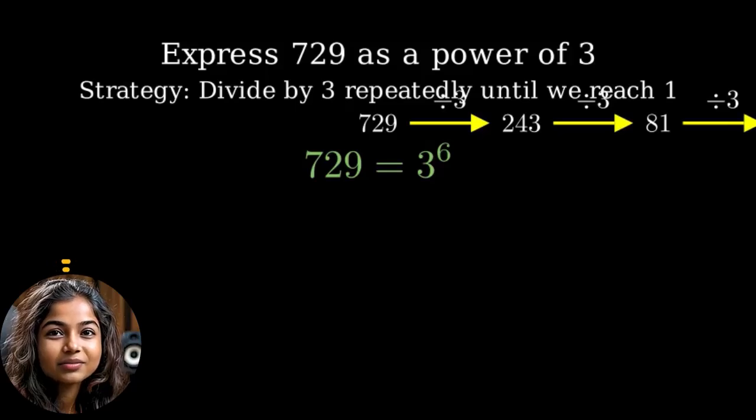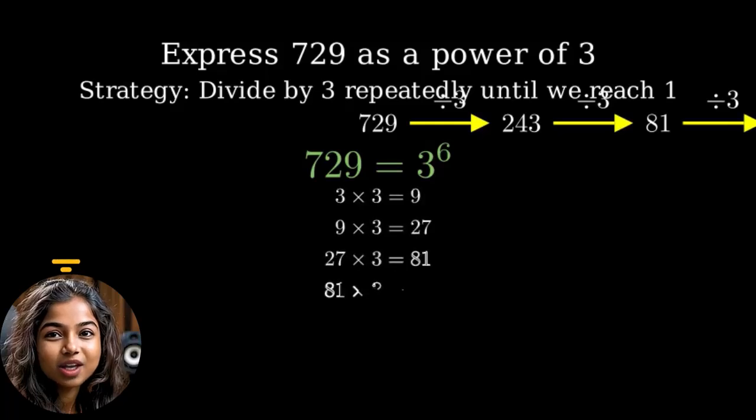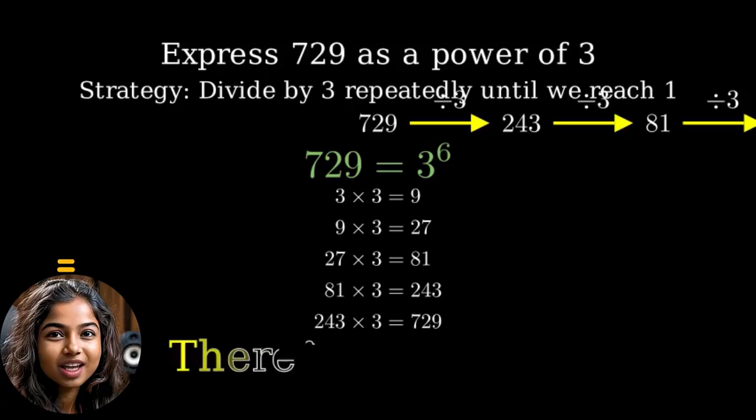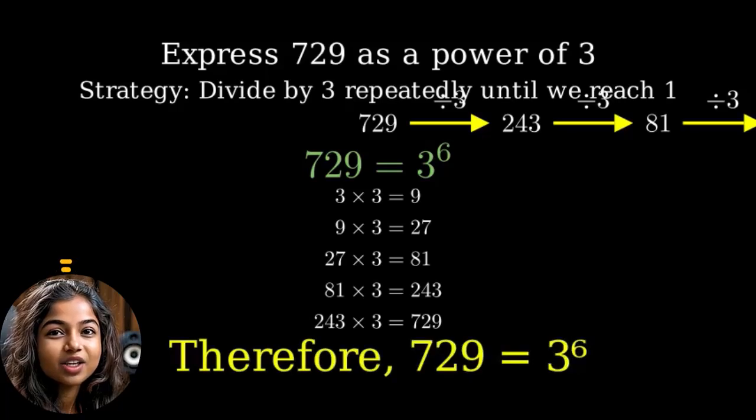Let's verify our answer by calculating 3 to the 6th power. 3 to the 6th means multiplying 3 by itself 6 times. 3 times 3 is 9, times 3 is 27, times 3 is 81, times 3 is 243, and finally times 3 is 729. This confirms that 729 is indeed equal to 3 to the 6th power.